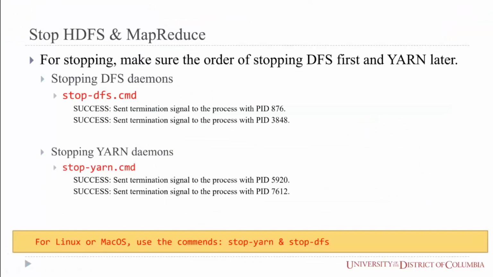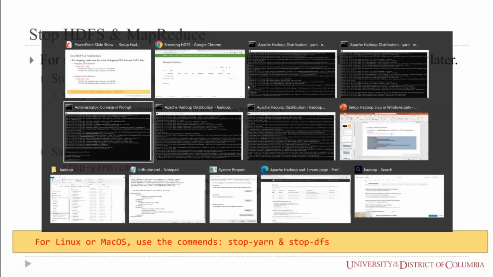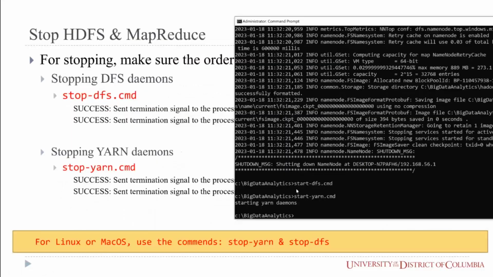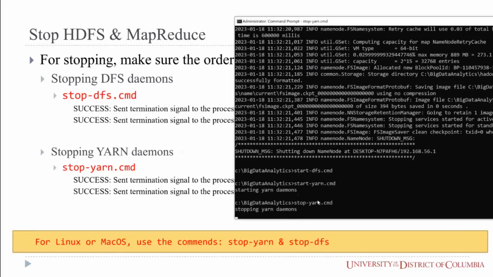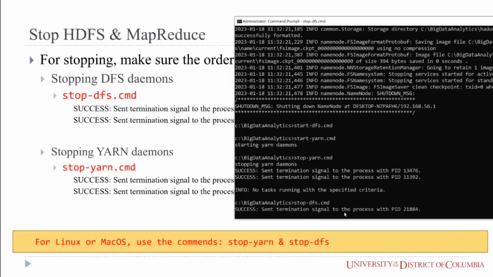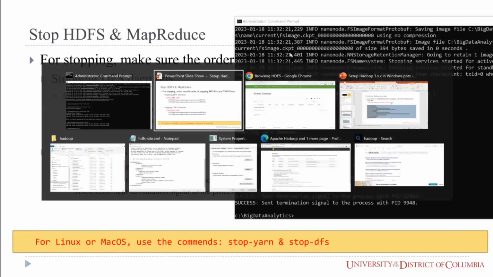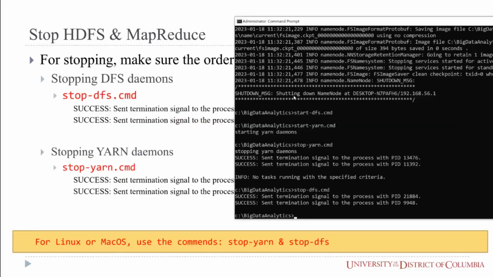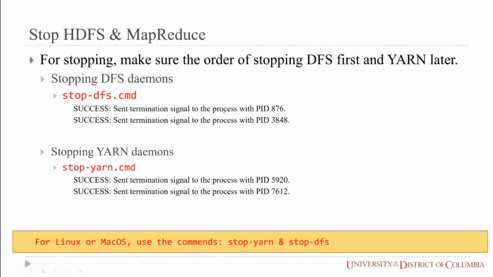When you finish your job, then you can terminate. Termination is pretty much the same as starting: you start and stop the data nodes and YARN the same way. Instead of start, you just use stop-yarn.cmd and stop-dfs.cmd. Then automatically the terminal windows will be closed, right? So that's pretty much it.